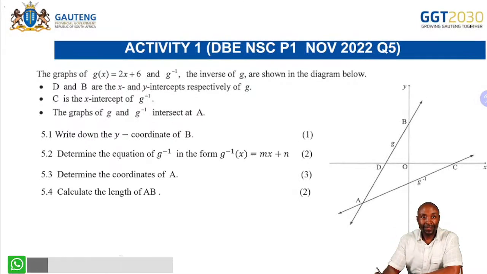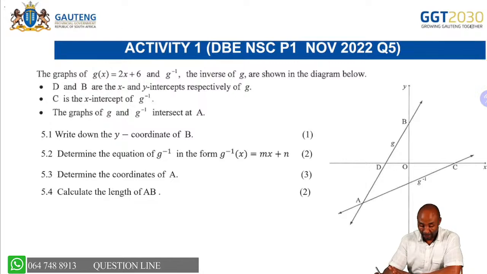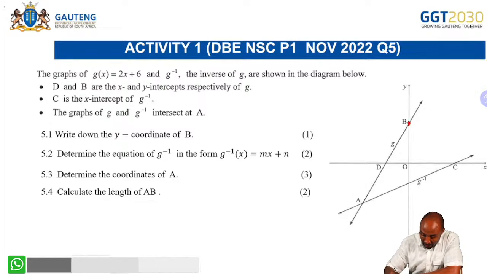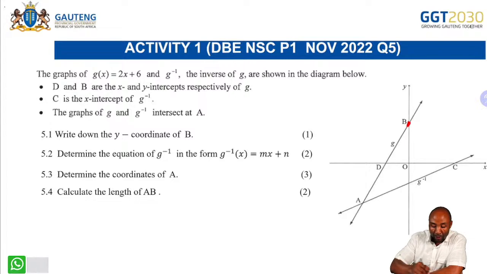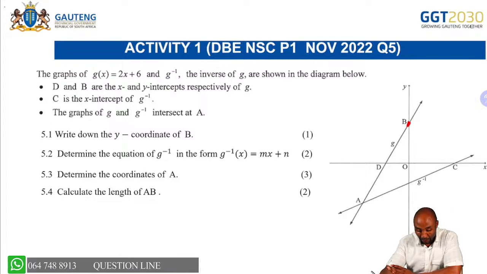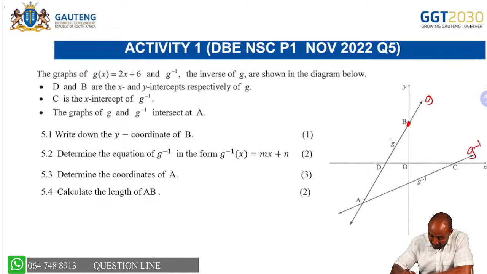Welcome back. I hope you enjoyed answering this question. So the first part, it says write down the coordinates of B. There is our point B. Remember, we read all the information. The graph of g of x, this is our g. This is our g inverse. There is the label on the graph.